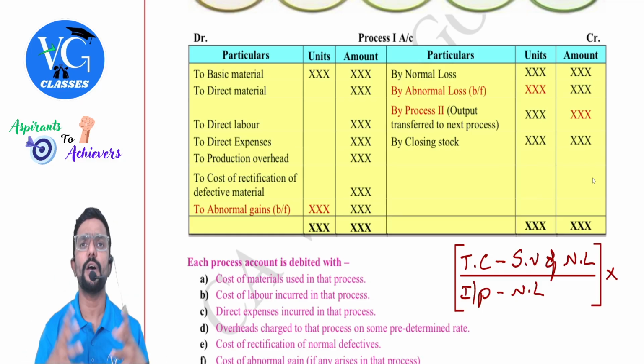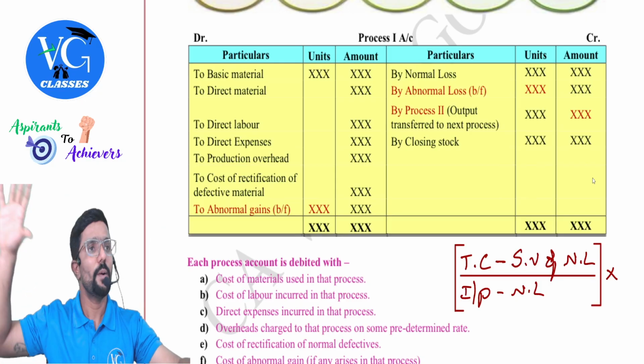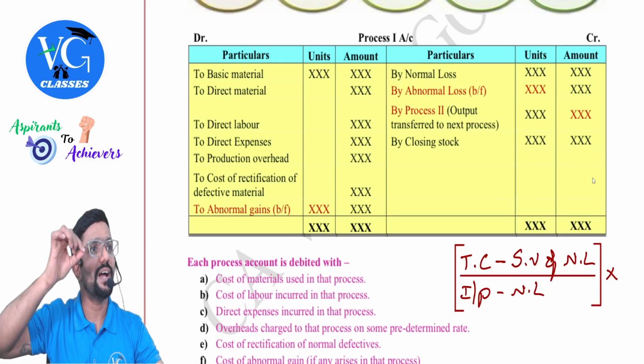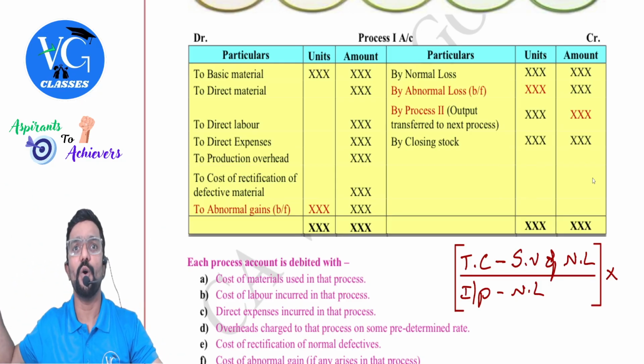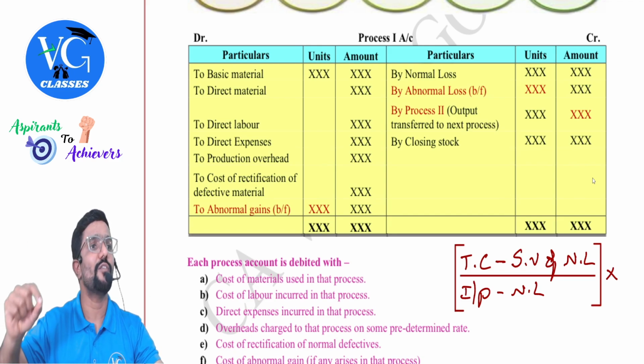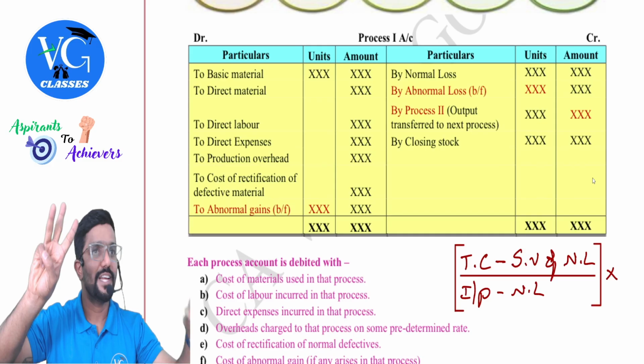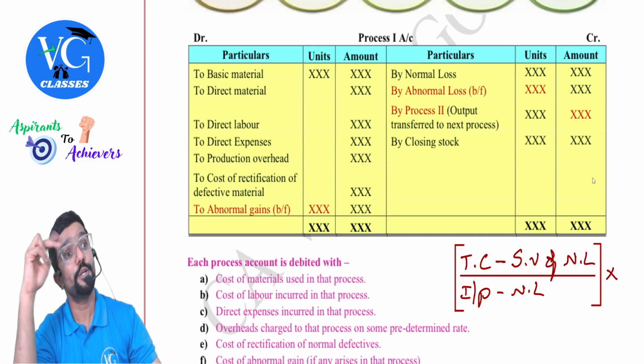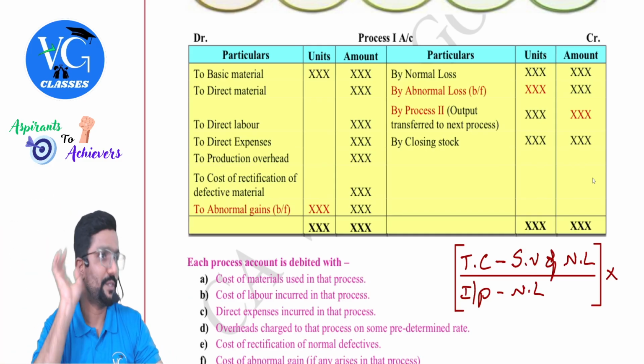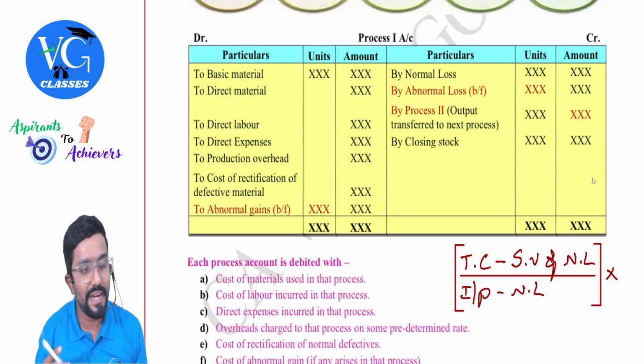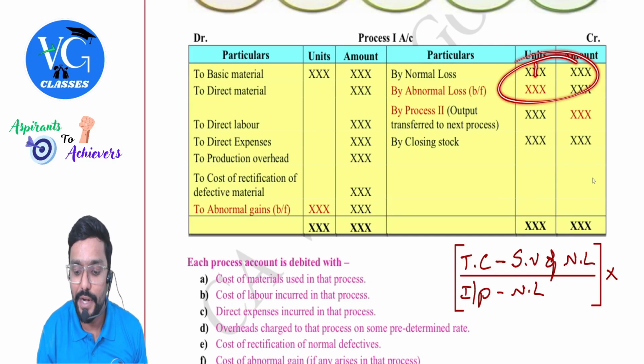Same way, I expected my normal loss to be 100 units. But at the end of the year, I got to know there is an actual loss of only 80. That means 20, which I expected to be loss, turned out to be good. But I would have already recorded this, guys. 100 I would have already booked.